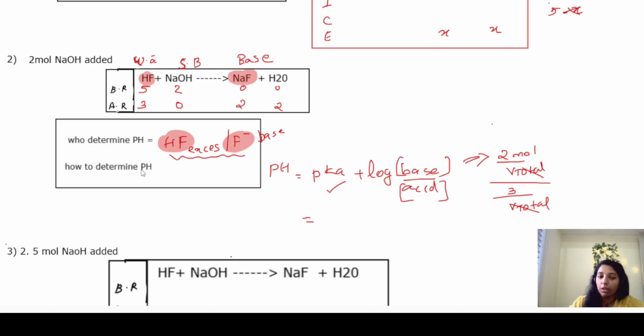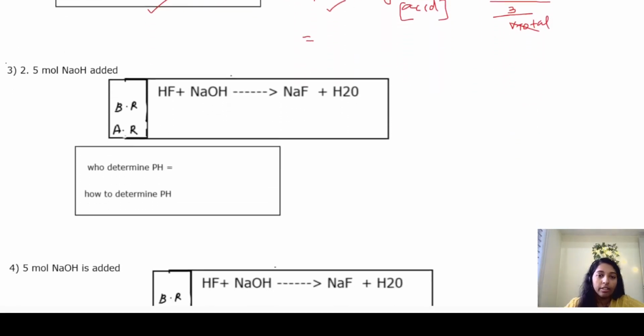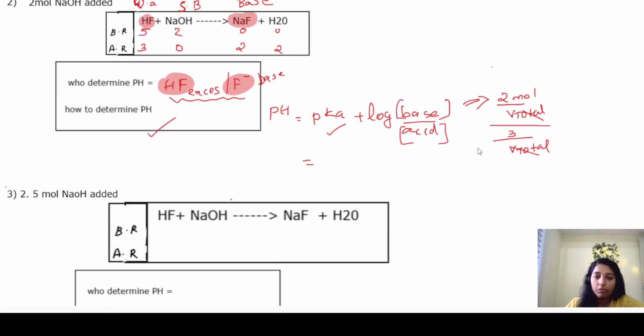In that way, you are going to calculate the pH. Okay, that's it. Let's see if there is any doubt with the buffer concept. Please check my buffer video, and all the doubts will be cleared.